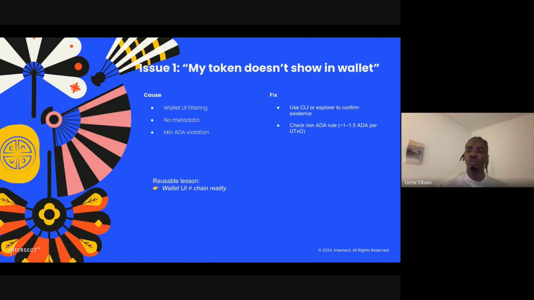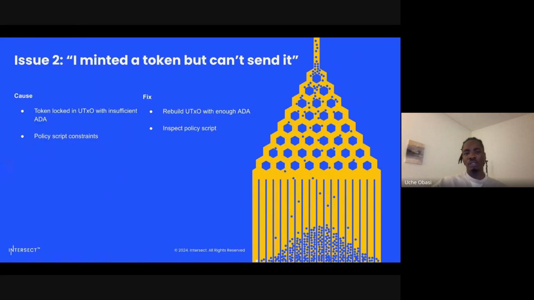Right. So you run a scan on the address and it gives you information on if the actual token is there in the address. And then you check for minimum ADA as well. So that is for that.